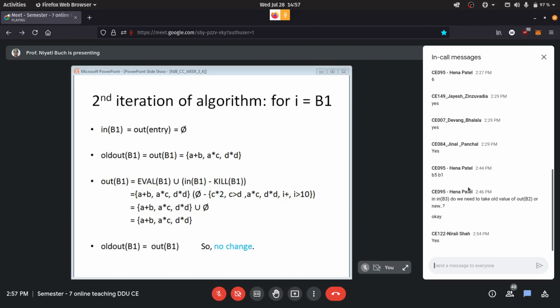Now for B1, we know that its predecessor is entry, so we find out the inset and the outset. Now over here, this is a relief that the outset previously and the newly computed outset, they both are the same. So then there is no change. If you don't have any change for all the blocks, then the iteration process is going to stop.